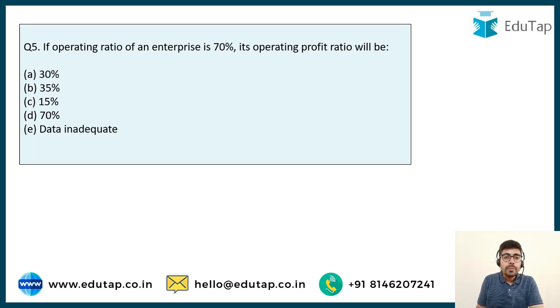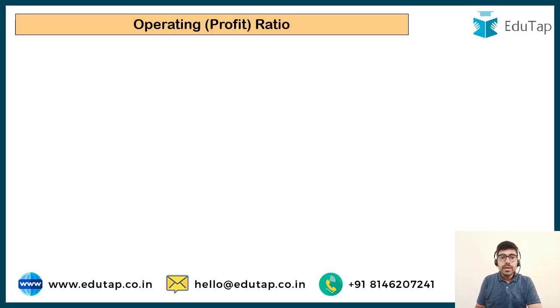If the operating ratio of an enterprise is 70%, its operating profit ratio will be. Options are 30%, 35%, 15%, 70% or data inadequate. I believe if you have understood the concept of both the operating ratio and the operating profit ratio, it would be very easy to find the answer to this question. Let me try to explain the things here in a much simpler perspective.